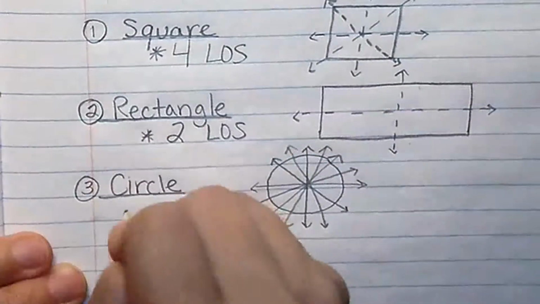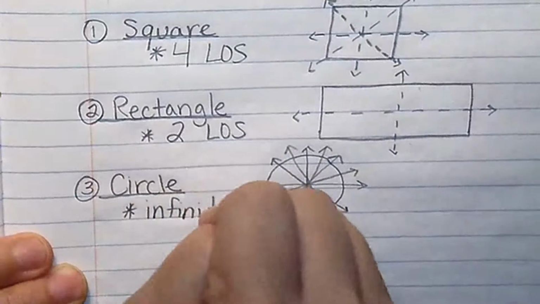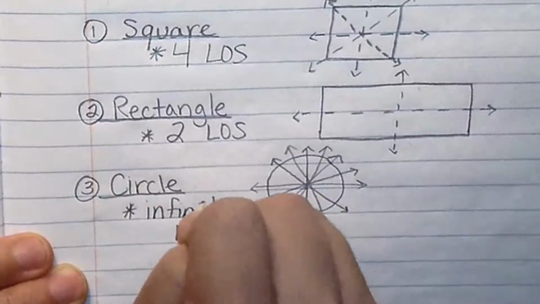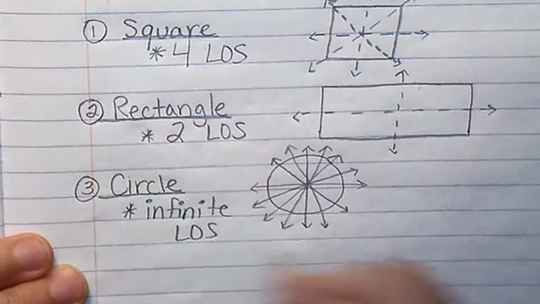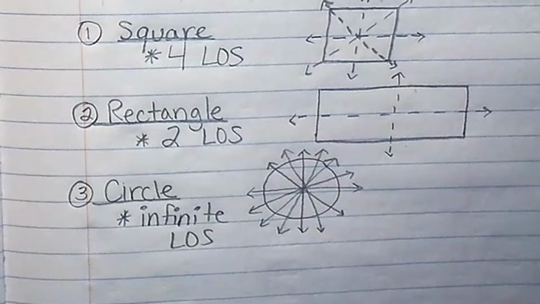So a circle is a special rule. A circle has infinite LOS. It means there's not a number. We could always split it one more time. We could always share our pizza piece and make it smaller so that everybody got some. And that would be really friendly of us.